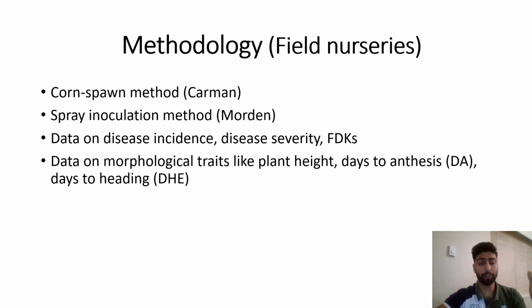So there is a difference between the methodology used in field nurseries and greenhouse. In field nurseries, at Carman especially, they used the corn spawn method, which is more a mimic of the natural mode of infection. You have corn seed infected with Fusarium, and you spread it on the boundaries of the field, which has the mapping population. And the spray inoculation method at Morden is more like spraying fungicides over the head. So in the field nurseries, not just disease traits like disease incidence, severity, and efficacy, but also data on morphological traits like plant height, days to anthesis, and days to heading were evaluated to make correlations to have a better understanding of the phenotype of the disease.